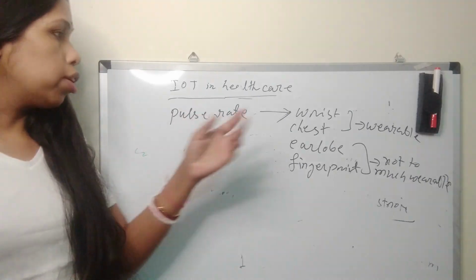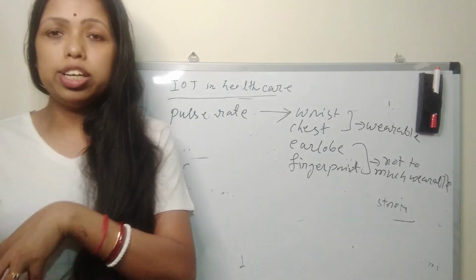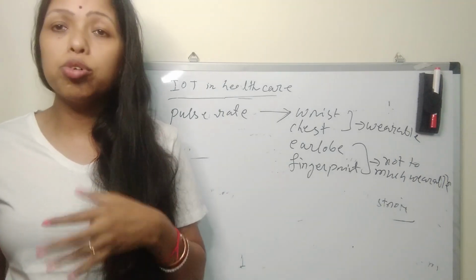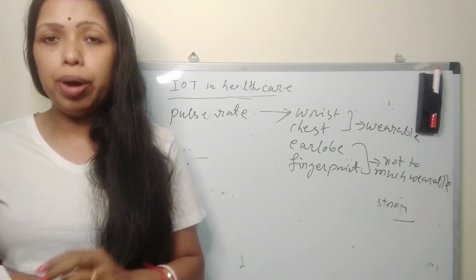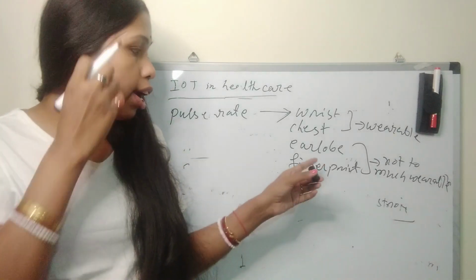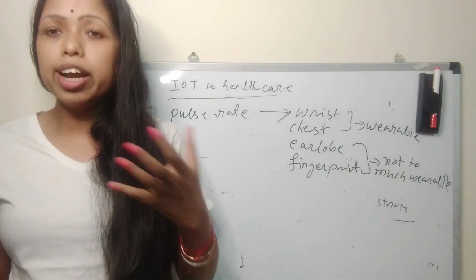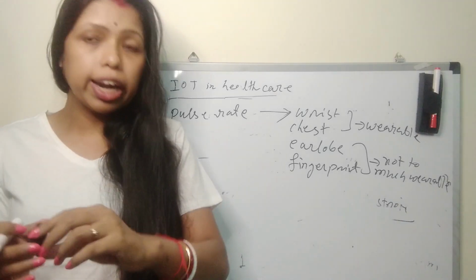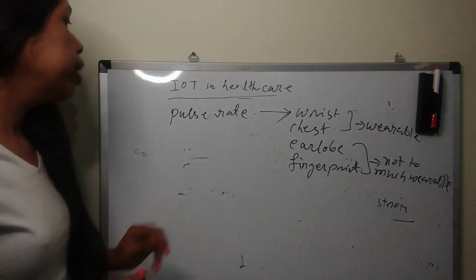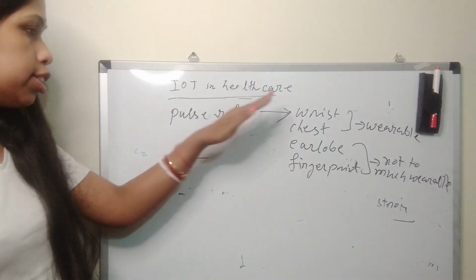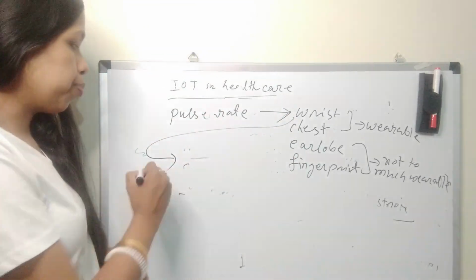So if you make a pulse rate sensor device which can be put on the wrist or chest, these are the most wearable, and you can get the most accurate data if you put the device on the chest and the pulse. In the case of the earlobe and fingertip, you will not get very accurate data, because any device should be wearable. So in these locations you can put the pulse rate sensor. Suppose now I think about the wrist.